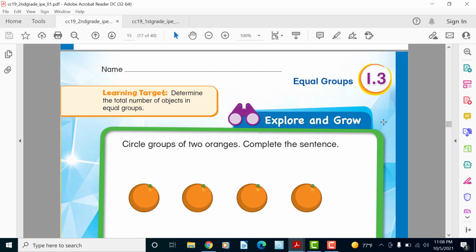All right, new lesson. Very exciting. Equal groups. Determine the total number of objects in equal groups. So determine means figure out the total number of objects in equal groups.